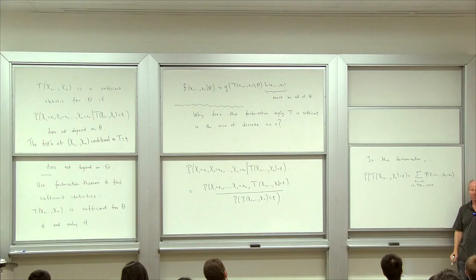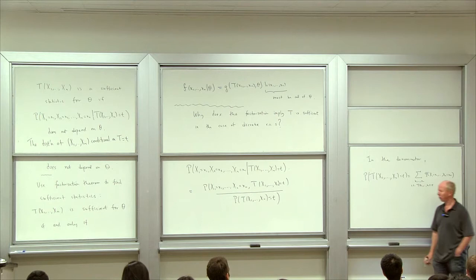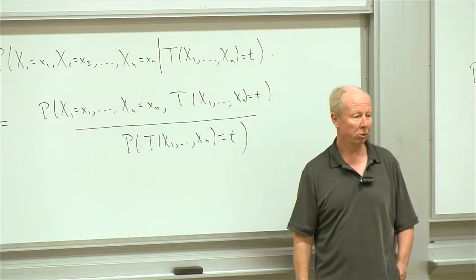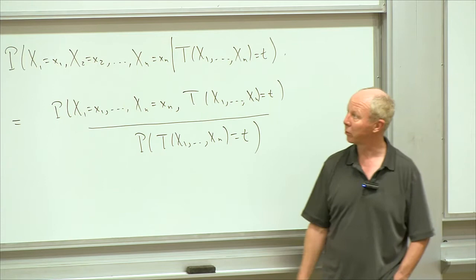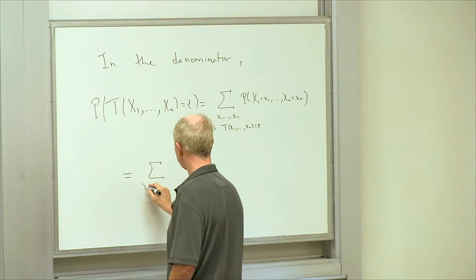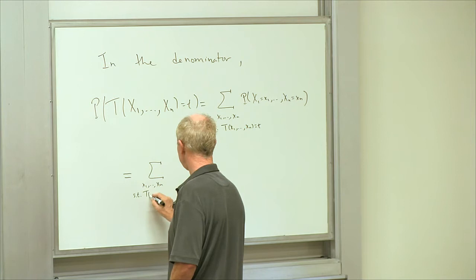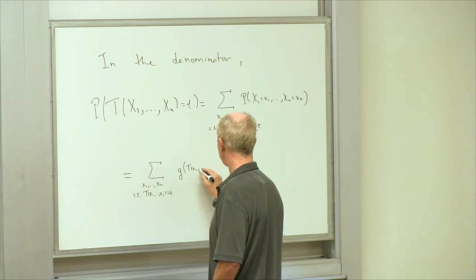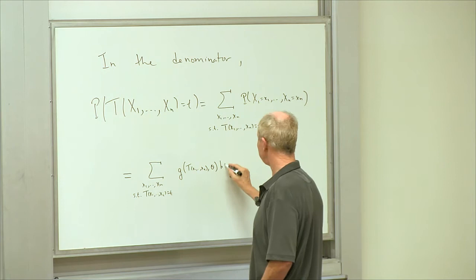All right, so what are we trying to do? We're trying to prove that this factorization implies sufficiency, and so far we've only used the definition of conditional probability. Sometime we have to use the factorization, so now would be a good time. By the factorization theorem, we can write this as a sum over little x1 to little xn, such that capital T of little x1 to little xn is little t, and then it would be g of capital T of little x1 through little xn and theta times h of little x1 through little xn.